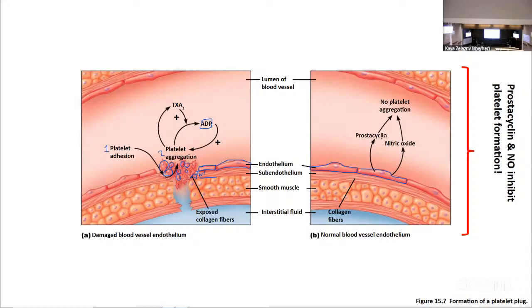So here we see the prostacyclin and the nitric oxide coming out of that healthy endothelial cell. And we see that no platelets are aggregating together. If they were coming out of this cell, we might start to see that platelet plug go a little bit to the side as it grows bigger, but then it would be blocked over here. Okay. Questions about this platelet plug formation? Cool.